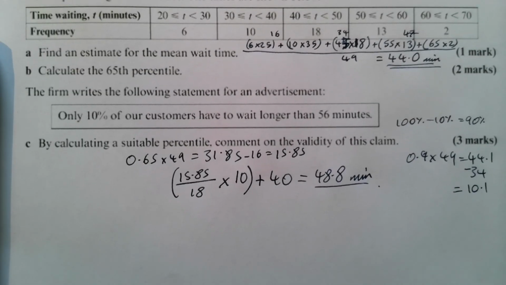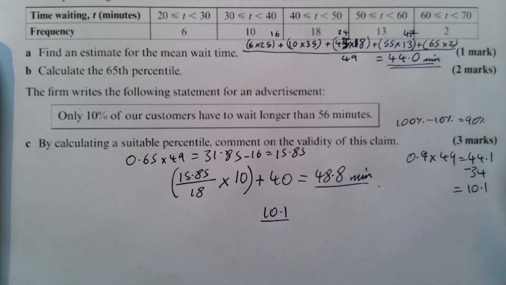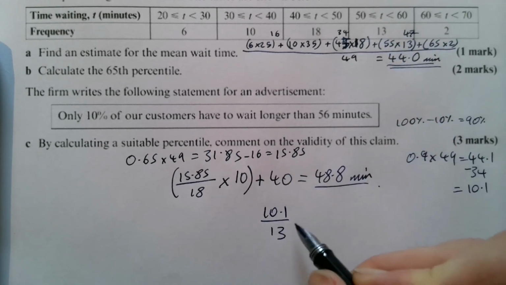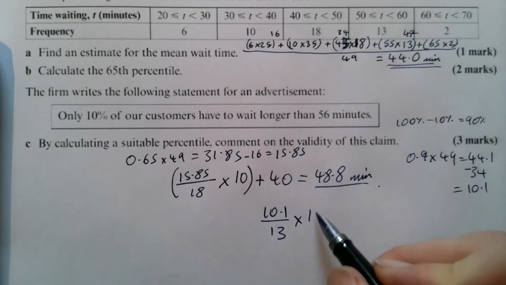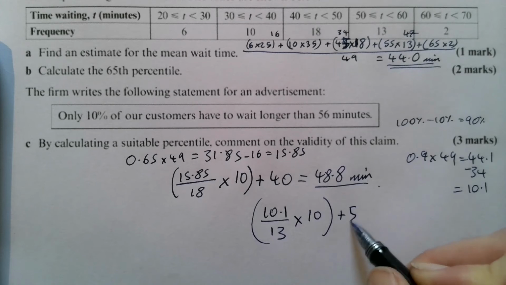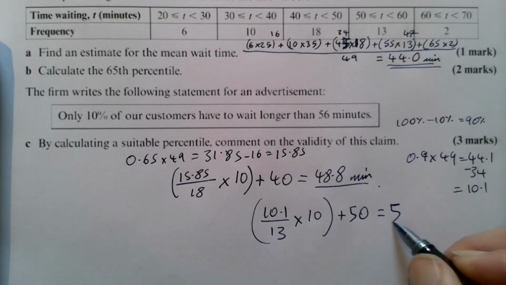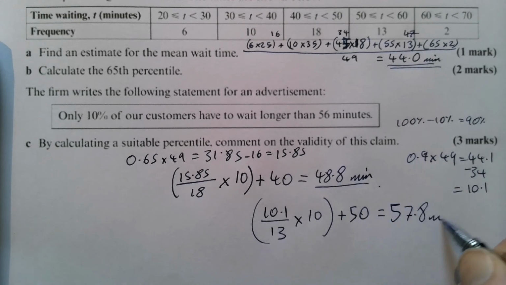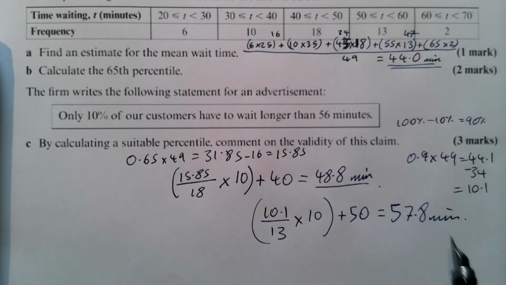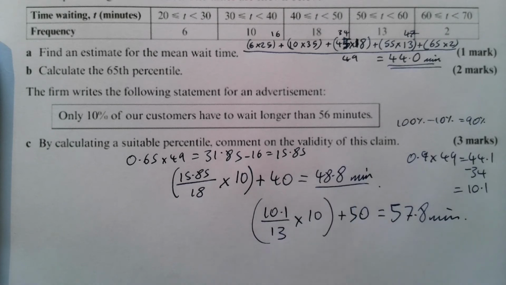So we're going to want 10.1 out of the 13 that are in that group, times by the width, which is 10, and add it to the start point, which is 50, and that should give you 57.76 or 57.8. So we've calculated a suitable percentile, which is 90th, and now that's longer. So comment on the validity.